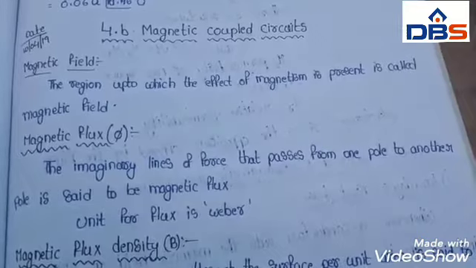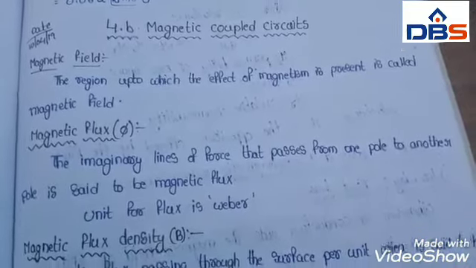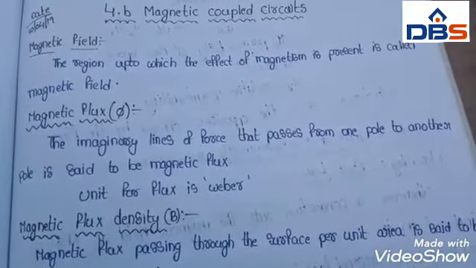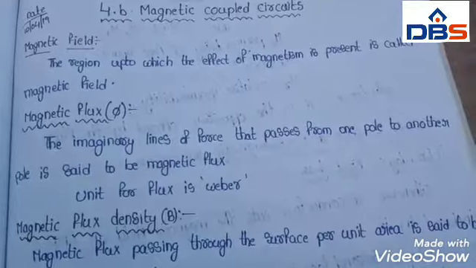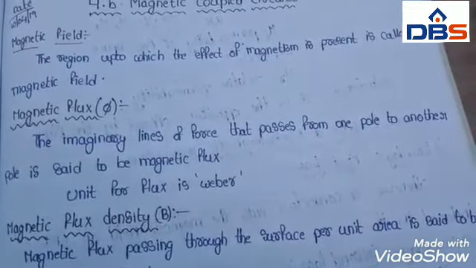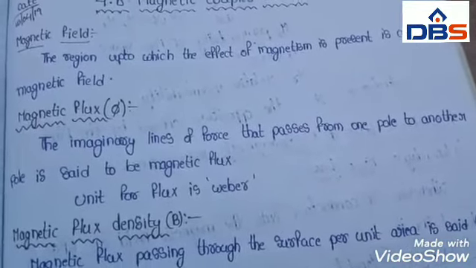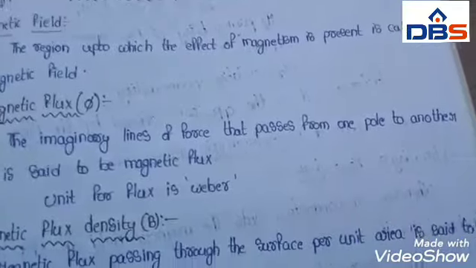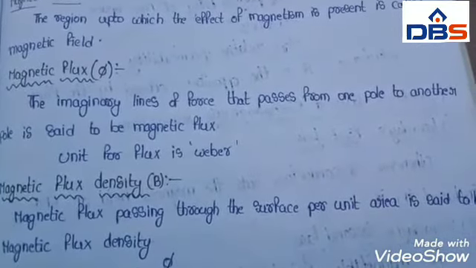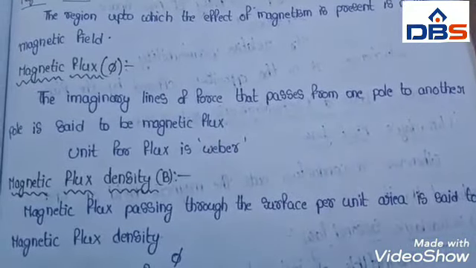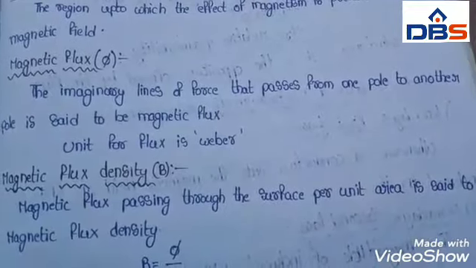Now come to the magnetic flux. The flux lines flow with some force from one pole to another pole. Simply say that from the north pole to the south pole, the flux lines flow with some force. That force is called magnetic flux. It is denoted by phi, and the unit is Weber.